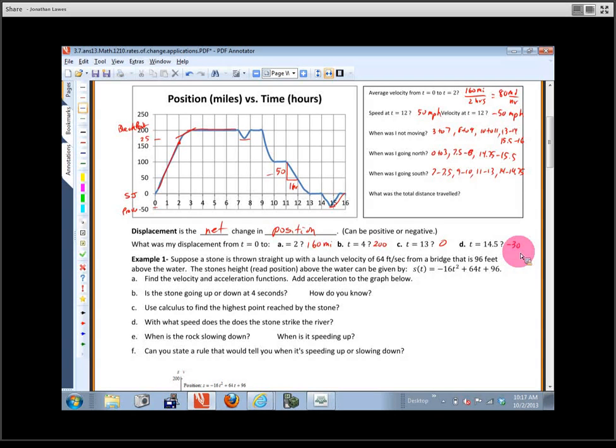Now let's talk about the total distance traveled. Even though from 0 to 13 my displacement was 0, I traveled 200 miles up and I traveled 200 miles back. Doesn't really matter that I stopped on the side of the road for an hour. I still traveled 200 miles back. So there's 200 miles up, 200 miles back.